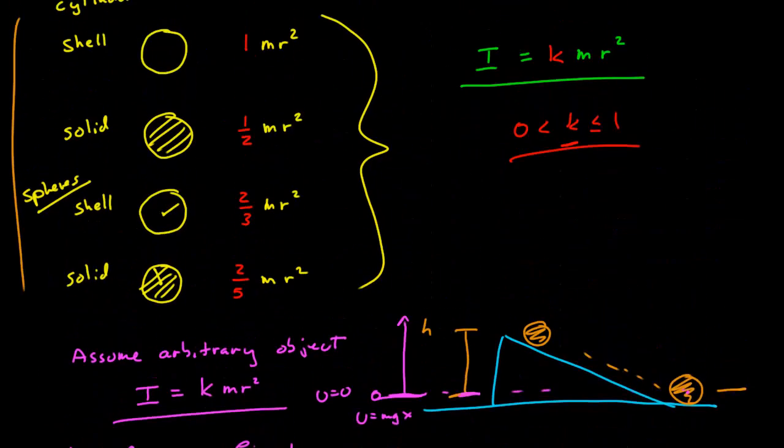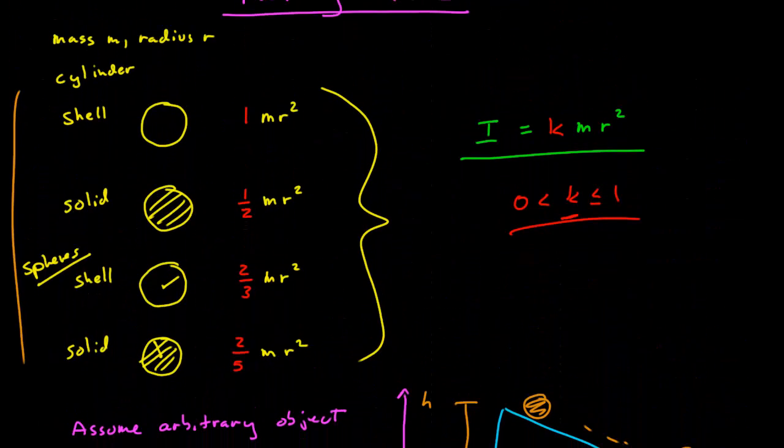So in the race, that with the lowest k will win, so the solid sphere comes in first with a k of 0.4, then the solid cylinder comes in next with a k of 0.5, and then the spherical shell comes in with a k of 2/3, or say 0.67, and then the cylindrical shell comes in last with a k of 1.